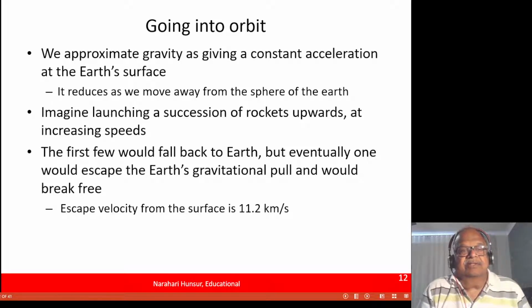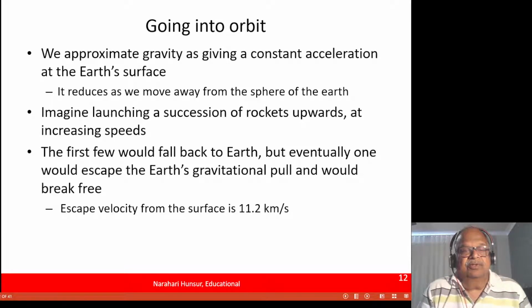Now let's imagine launching a succession of rockets upwards, or basically you throw a cricket ball up. If you throw it at a low velocity, it will go to a certain height and fall down to Earth. You throw it at a higher velocity, it will reach higher altitudes, but eventually it'll come back and fall to the Earth because of Earth's gravitational pull.